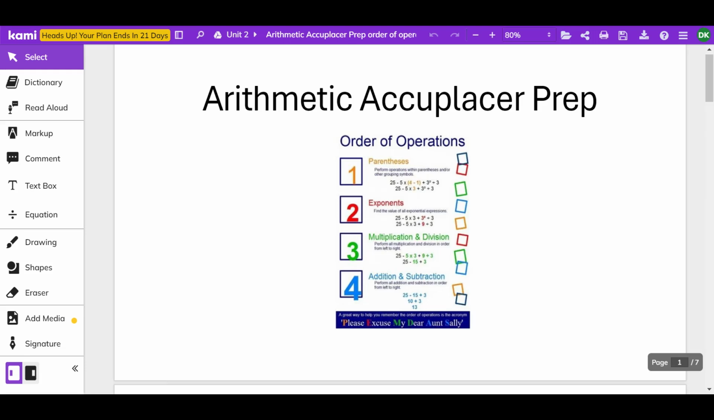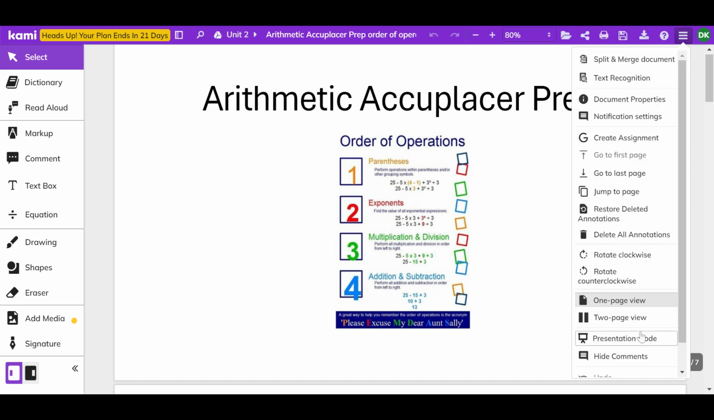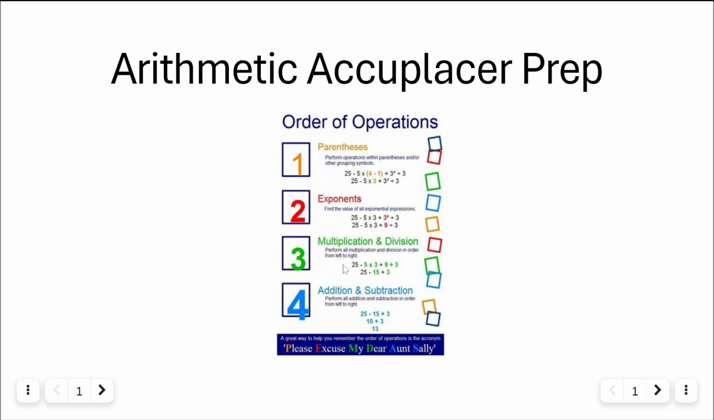Today we're going to be talking about the order of operations. PEMDAS, please excuse my dear Aunt Sally, which you've used many times before. Today we're going to take a look at it and make sure you remember it, and that you can do it by hand without the use of a calculator.